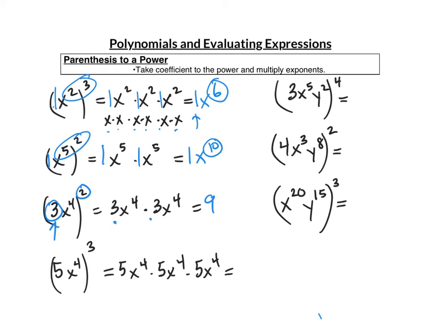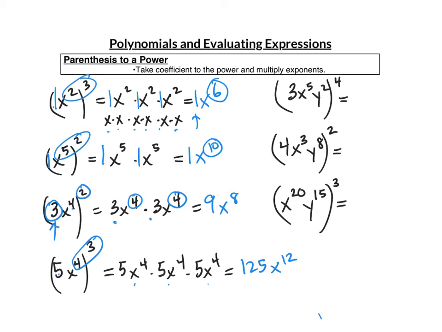3 times 3. X to the 4th squared, well, there's 4 and 4. That, of course, makes 8 because I'm multiplying. You add your powers, but shortcut, 4 times 2 is 8. X to the 8th. 5 cubed, 5 times 5 times 5 is 125. I got 4, 4, and 4. Shortcut, multiply, that's x to the 12th.